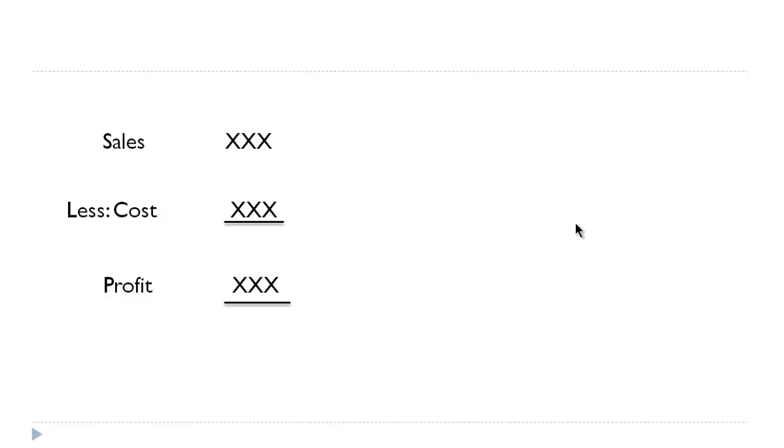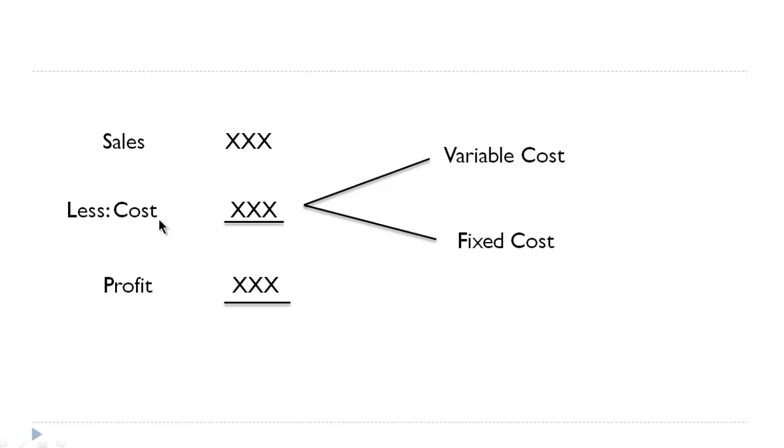This cost can be divided into two. One is variable cost and the other one is fixed cost. So the cost can be divided into two components. Instead of writing here a single cost, I'll divide the cost into two. So I'll rewrite this now.